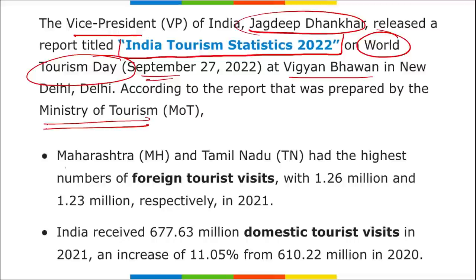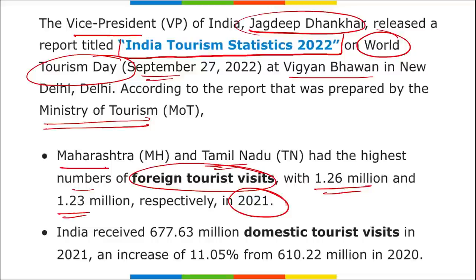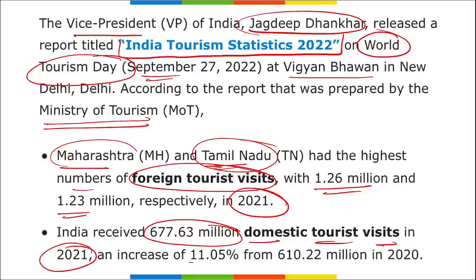This report stated that Maharashtra and Tamil Nadu had the highest number of foreign tourist arrivals, with 1.26 million and 1.23 million respectively in 2021. Alright, that means if we are talking about the foreign tourists coming from different parts of the world to our country, Maharashtra and Tamil Nadu received the maximum number of tourists. Also remember, India received a total of 677.63 million domestic tourist visits in 2021, an increase of 11.05% from 610 million in 2020.